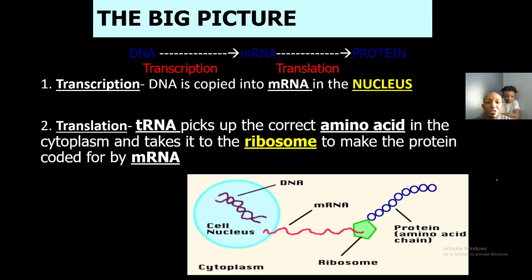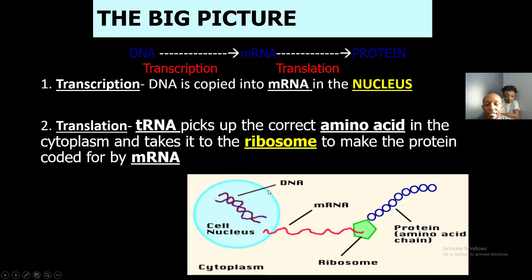So now let's take a look at the big picture. So we have DNA, which is in the nucleus, and it gets transcribed by mRNA. The mRNA leaves the nucleus, goes to the cytoplasm, and attaches to the ribosome. And the mRNA is translated into making a protein once the tRNA brings an amino acid from that cytoplasm. So the first part is transcription. We have DNA and it's copied into mRNA in the nucleus. The mRNA leaves the nucleus. Then step 2, translation. The tRNA picks up the correct amino acid in the cytoplasm and takes it to the ribosome to make the protein coded for by the mRNA.